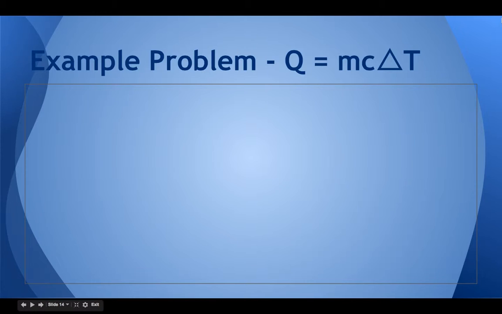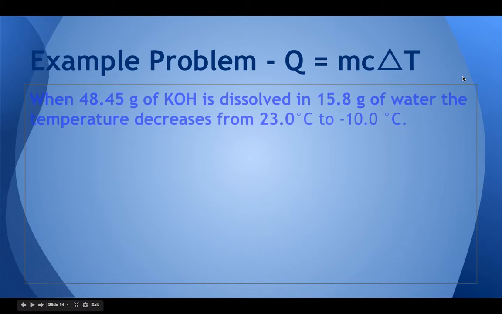So let's take a quick practice problem here. When 48.5 grams of KOH, oh man, I don't know the C for that, is dissolved in 15.8 grams, oh great, water, good, I'm always looking for that water, the temperature decreases from 23 to negative 10. So I go down to 0 and then 10, so that's 33 degrees. Notice that negative is really going to cause some problems.